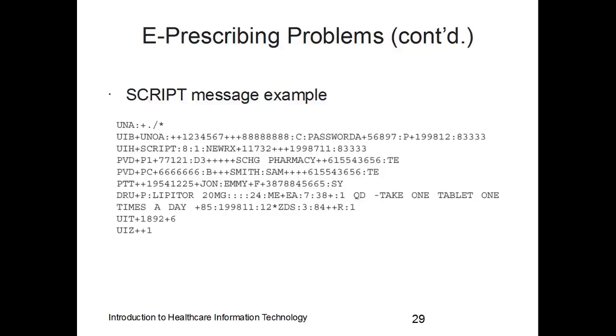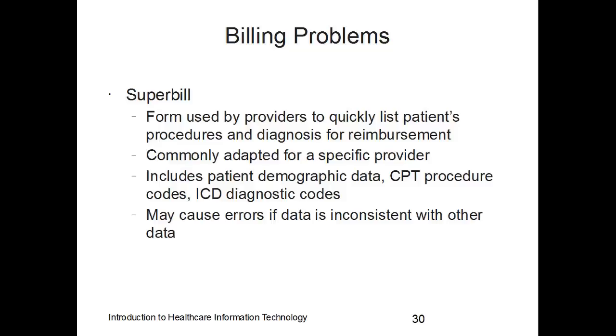In this image we have an example of how a script message would look. The pharmacy that the message was sent to, the patient, the drug that was prescribed, and the directions. When it comes to billing problems, a form that's typically used by providers is something called the super bill.